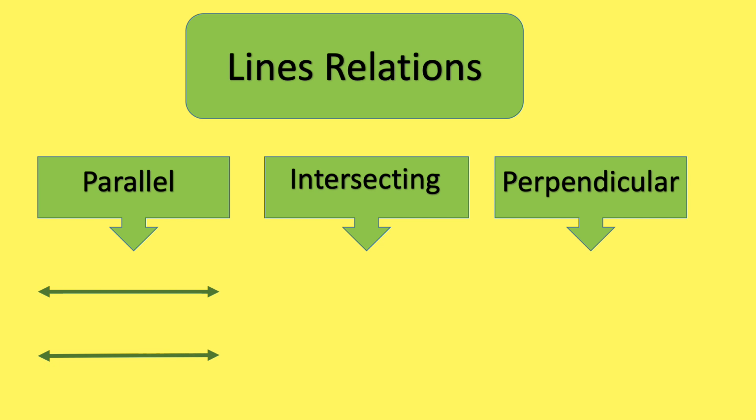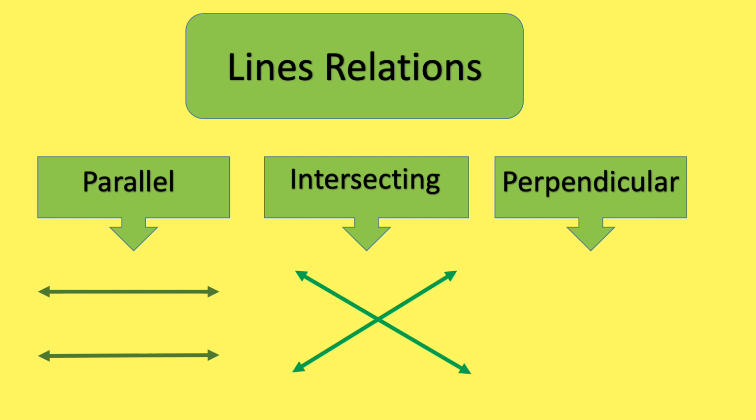The second relation is the intersecting lines. Intersecting lines are two lines extended in both directions and meet each other at one point. These lines are called intersecting.